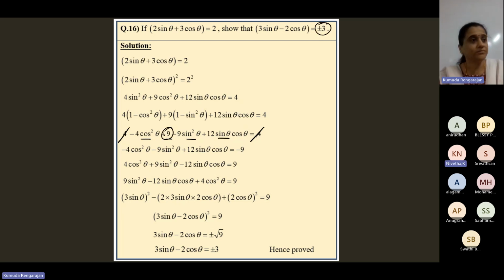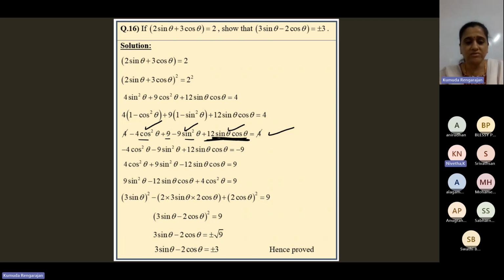So we have a 9 here, and I have that 9 on one side. See, these three terms will again make a perfect square. At this stage, we have 4 terms. Now see, this is the middle term. It has sine theta and cos theta in it. The other two terms are minus 9 sine square theta and minus 4 cos square theta. These three terms together will make a perfect square.